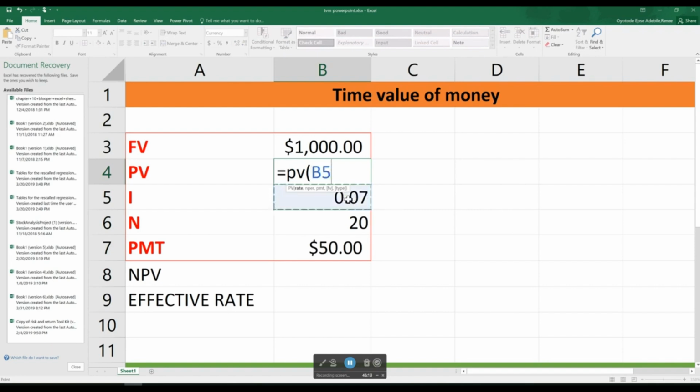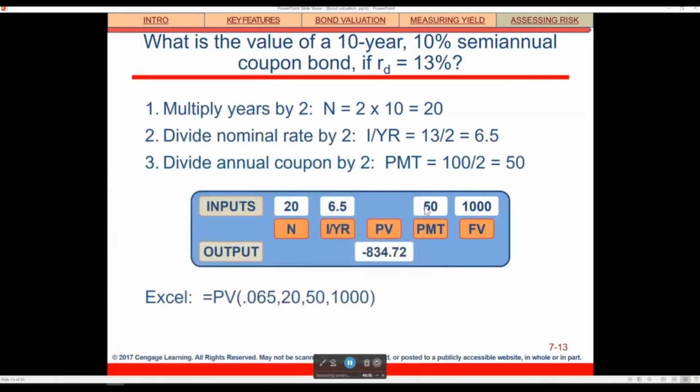Select your rate, select the number of periods, select the payment, select the future value, and we assume it's end of period, 0, and press enter. That will give you 834.72, which is the same thing that we found using our Excel sheet and using a calculator also.